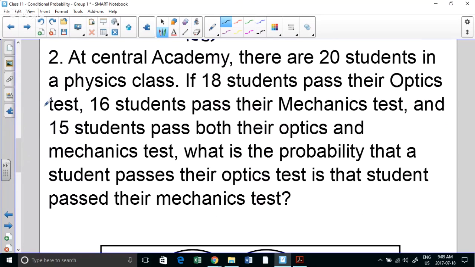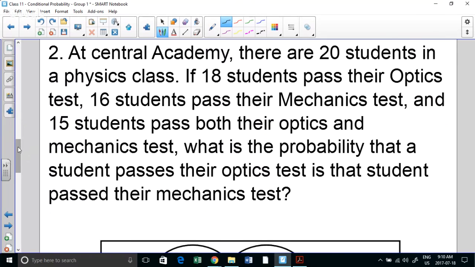At Central Academy, there are 20 students in a physics class. 18 students pass their optics test, 15 students pass their mechanics test, and 15 students pass both their optics and mechanics tests. What is, I can go up again, please, sure.